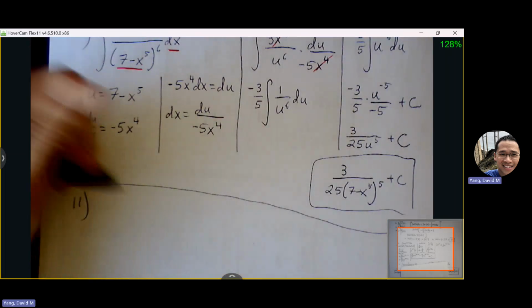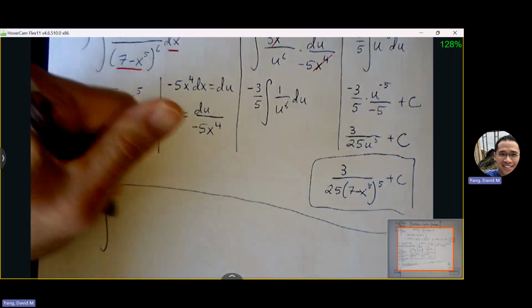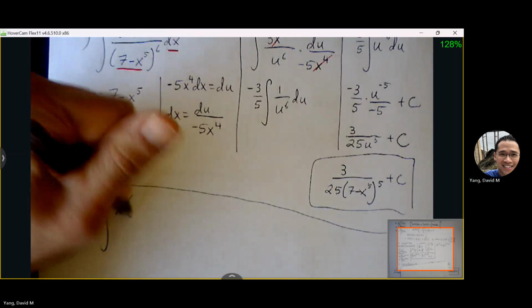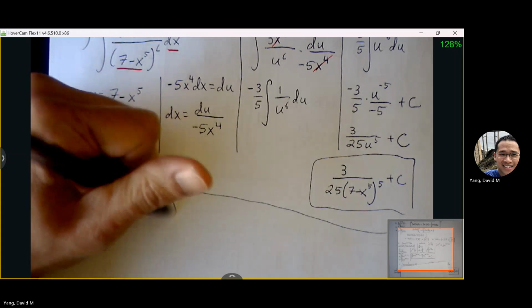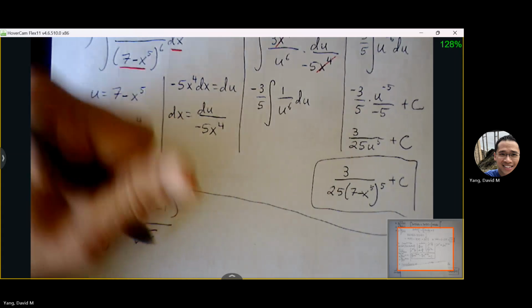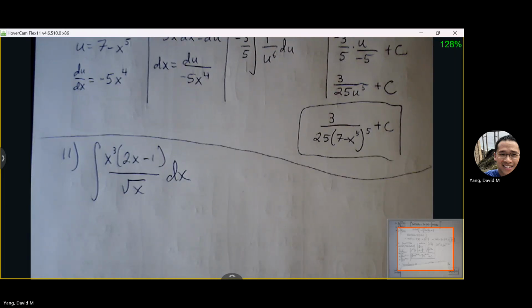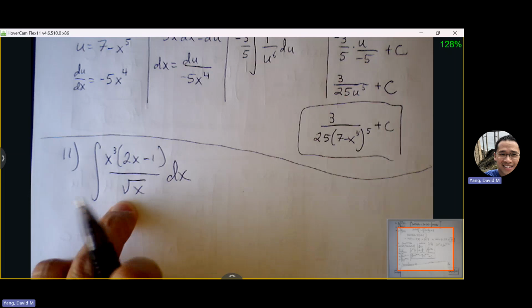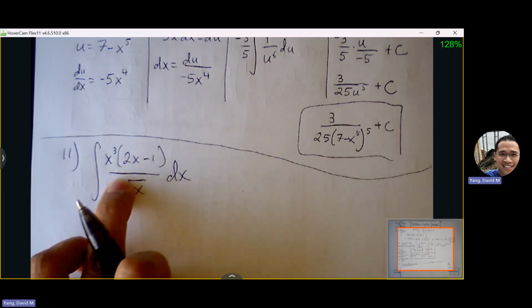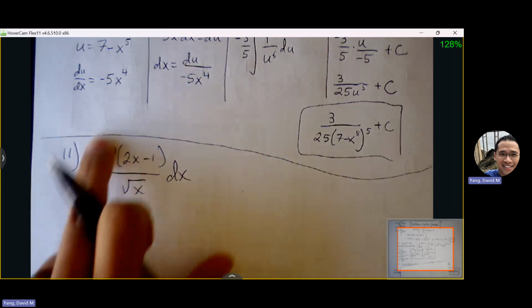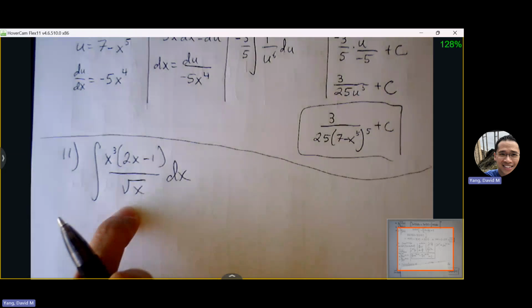Okay, one last one here, number 11. What do you notice about number 11 here? Do we need to use substitution for number 11? Okay, so there's only one term in the denominator. There's nothing complicated for us to expand out. So we can't do u-substitution for this. It's not going to work. This is meant for power rule.